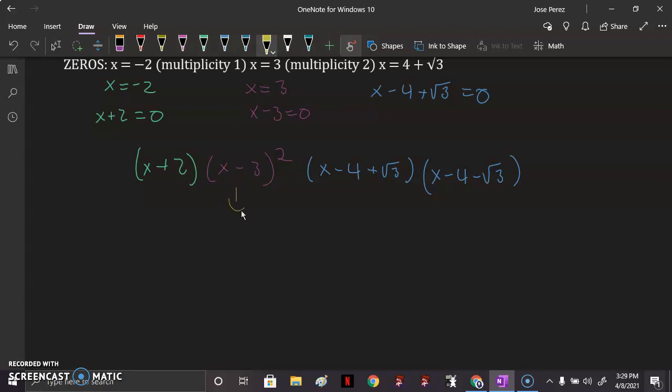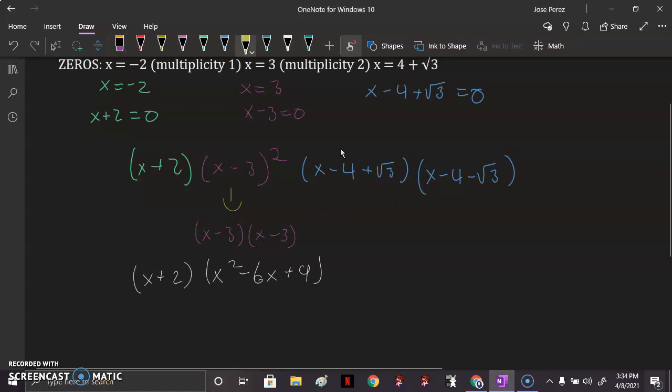So what would this one turn into? Since it has a degree of 2, it's twice: x minus 3 times x minus 3. And when we multiply this out, we get x squared minus 6x plus 9. And then we multiply it by x plus 2. And then the next part is to figure out these conjugates.